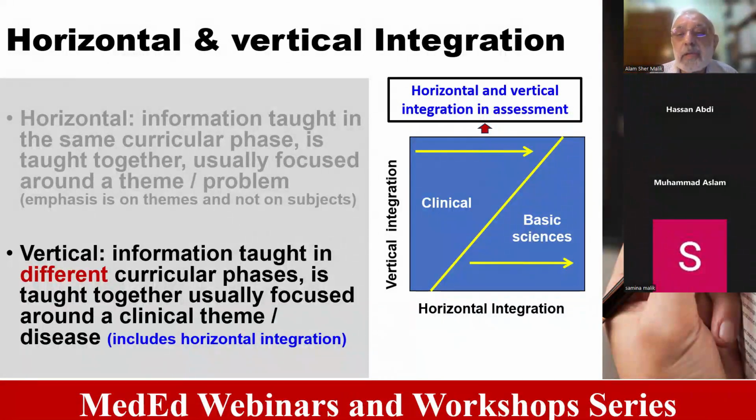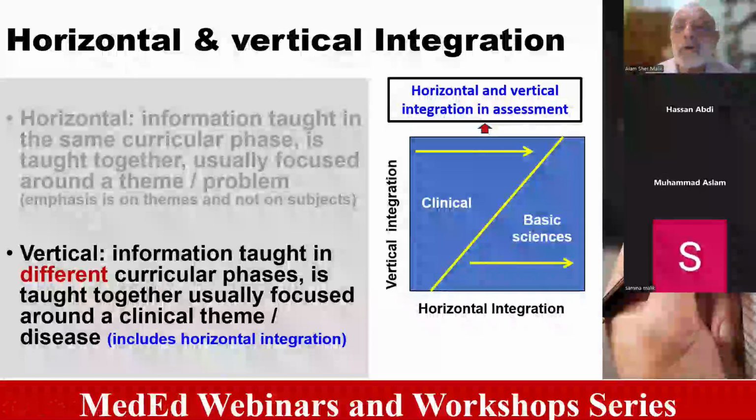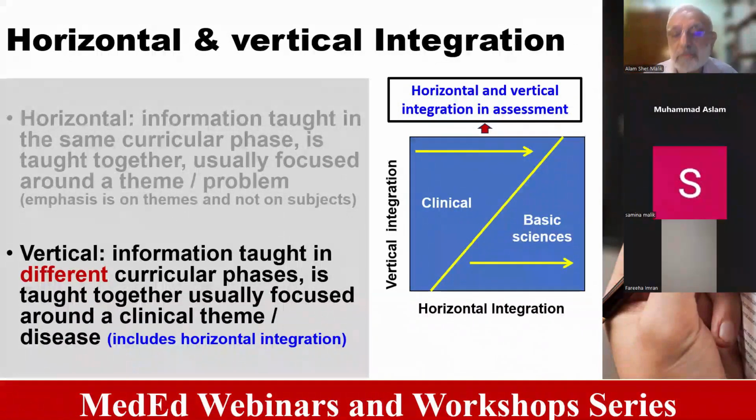When we say vertical integration, we are assuming at the same time that there is also horizontal integration. Now, if you look at this diagram, it doesn't touch zero, not at the bottom, not at the top. So there is some clinical input even from the very beginning, but of course it increases along the time. Similarly, the basic sciences keep on being part of the curriculum even towards the end of graduation. So when there are basic and clinical sciences together, that is vertical integration. And this concept should be reflected in the assessment. Our questions, our methods of assessment, our tools of assessment must show both horizontal and vertical integration.